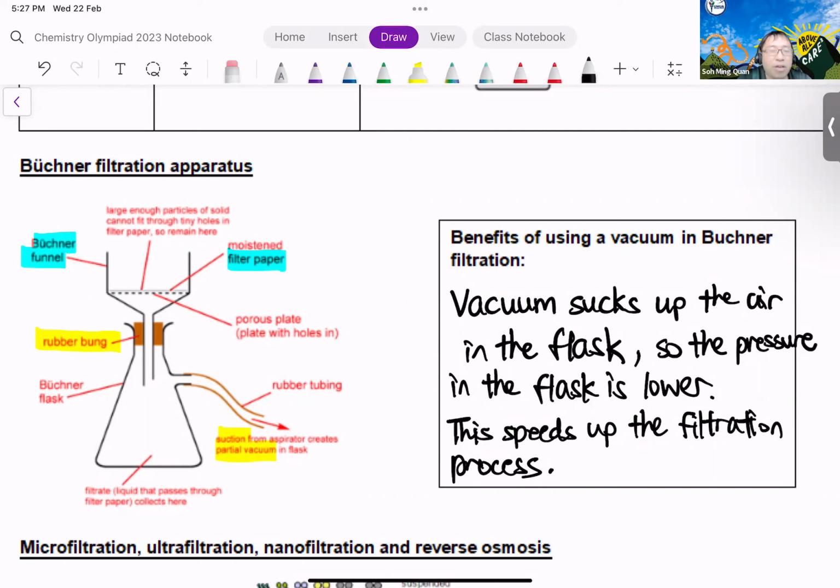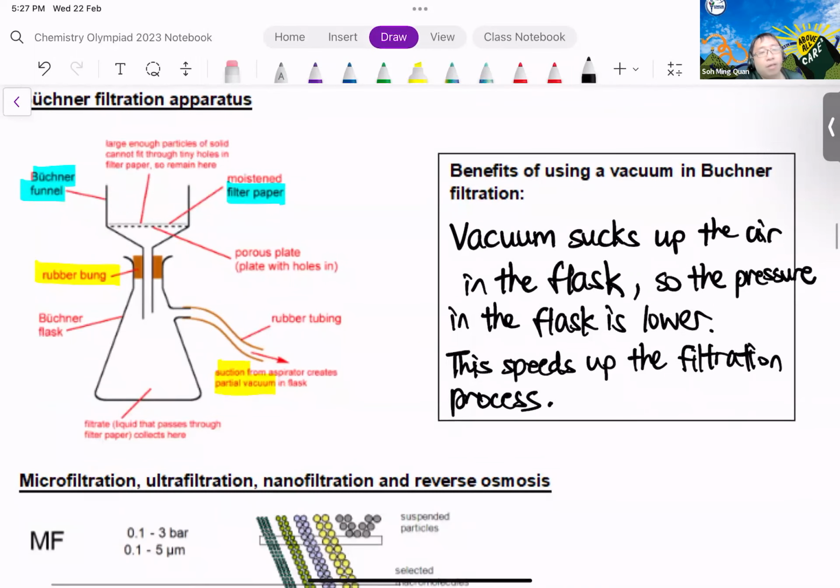All right. So it's a bit like a vacuum cleaner, right? Imagine if you were to sweep the floor, wow, it takes forever to sweep out all the dust, right? But a vacuum cleaner just speeds up the entire process of sucking up the dust. Okay. You will commonly see this in chemistry labs as well as biomedical science labs. Now, besides this, what are other applications of filtration?